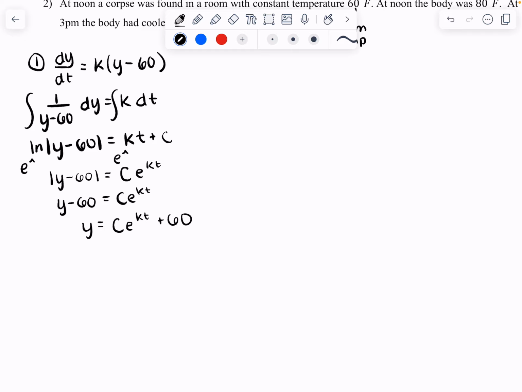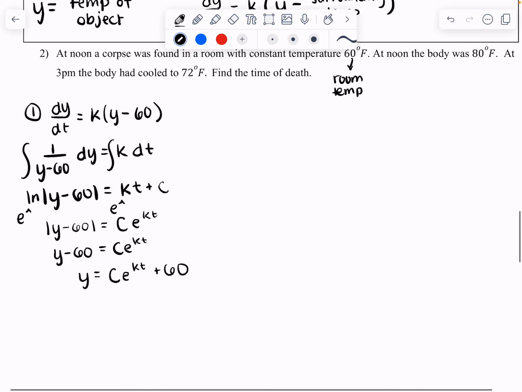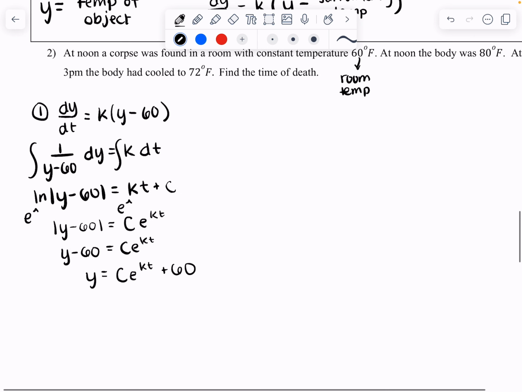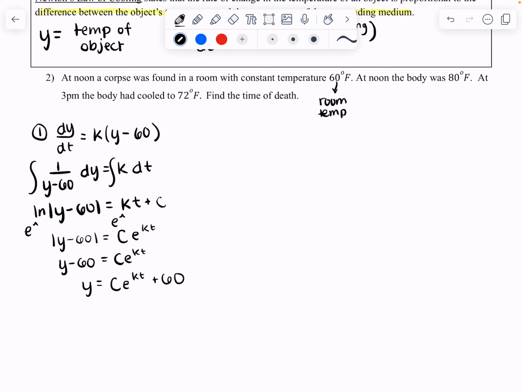All right, we've done it. Now we are going to need to plug some stuff in to help us find C as well as K. Okay, so what information is given? We're given that at noon, the body was 80 degrees Fahrenheit. So we're going to consider noon to be time 0. So don't plug in like 12 for noon. We're going to consider it to be time 0.